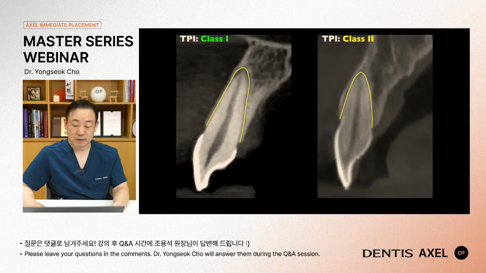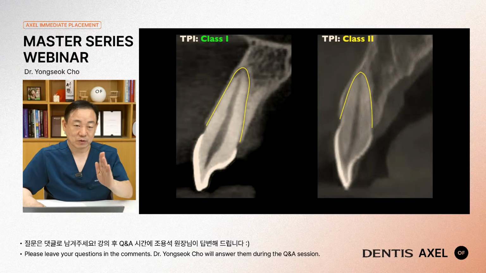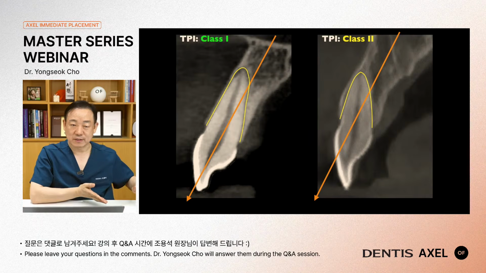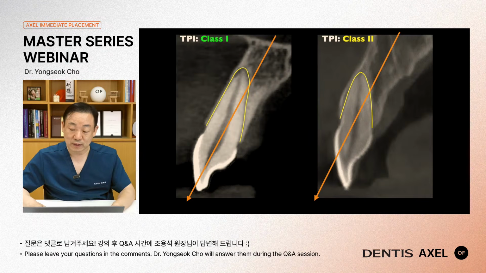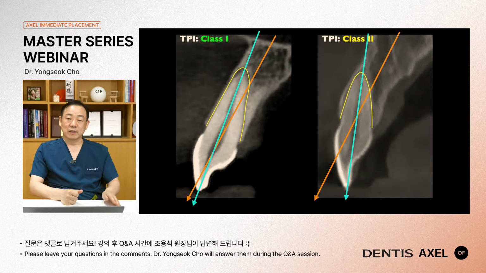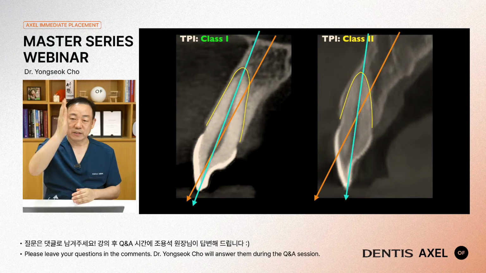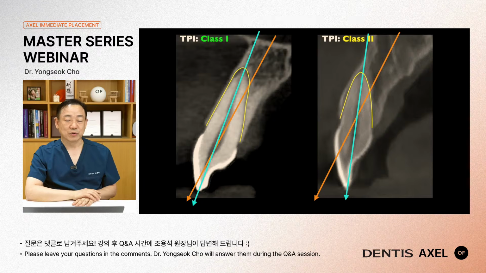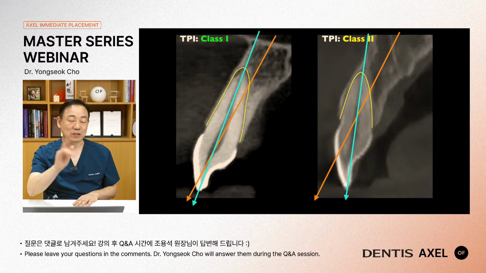Again, let me show you details about control of the implant axis. Let's compare TPI class 1 and TPI class 2. In class 1, this is the alveolar bone axis, and this is the tooth axis. On the right is the class 2 tooth axis. In class 2 cases, the tooth axis is retroclined. That means it is very difficult to make a screw-retained implant because of anatomic variations.